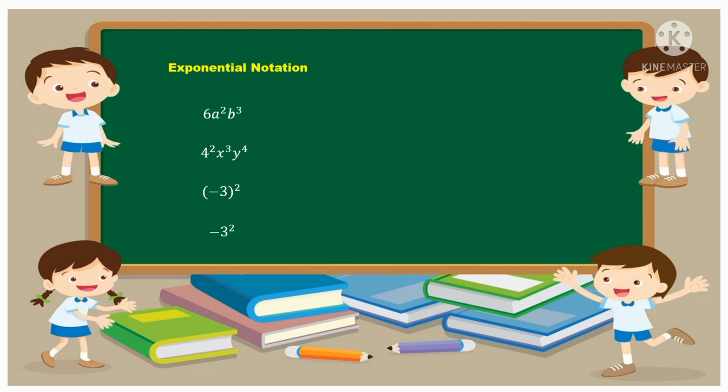In these examples of exponential notation, how will we write them in expanded notation? So here, 6a squared b cubed. Since 6 has no exponent, you have to write it once. Then our a has a power of 2, or it is being raised to the power of 2, so you have to write it twice. Then our b cubed: b is raised to the power of 3, so we have to write it 3 times.